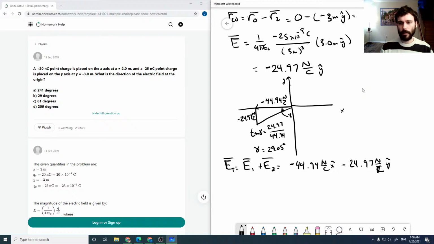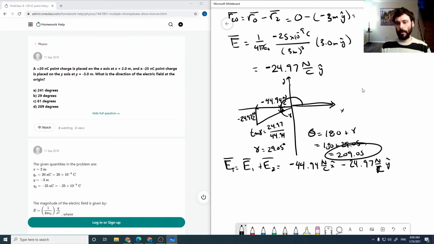Now, we always measure it from the x-axis, so we need to get that whole angle. So the theta we're looking for is 180 plus gamma, so 180 plus 29.05, which comes out to be 209.05. And if we look at the answers we're given, D, 209, is the closest to this angle.